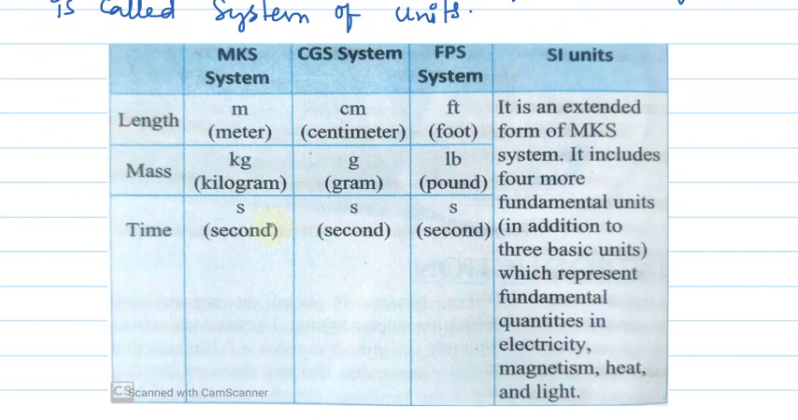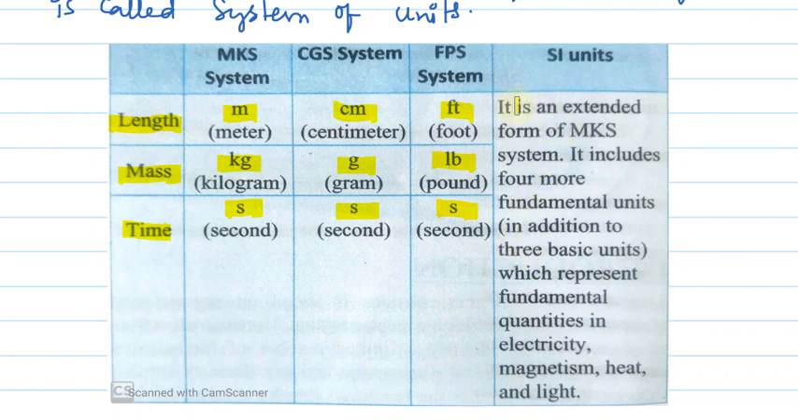Right? Fundamental quantities and their units in different systems. So first we have length. In MK system, it is measured in meters. Next, mass. In MK system, it is measured in kilograms. Next is time. In MK system, it is measured in seconds. When it comes to CGS system, length is measured in centimeters, mass is measured in gram, time is measured in seconds. And in FPS system, length is measured in foot, mass is measured in pound, time is measured in seconds. Time in all the four systems is measured in seconds.